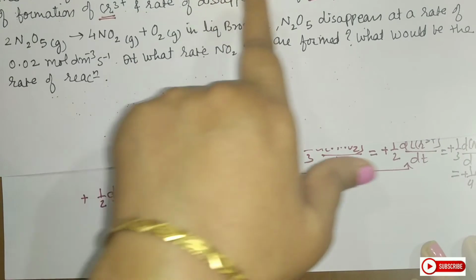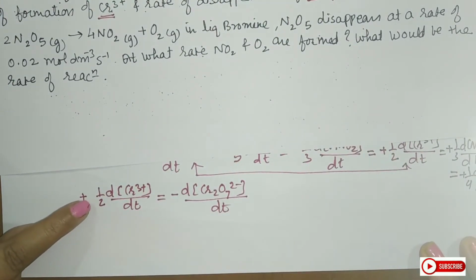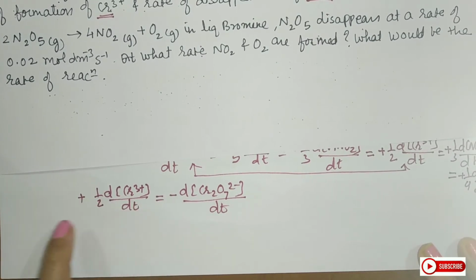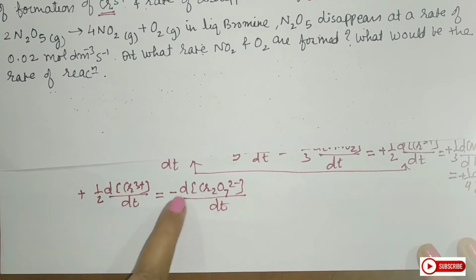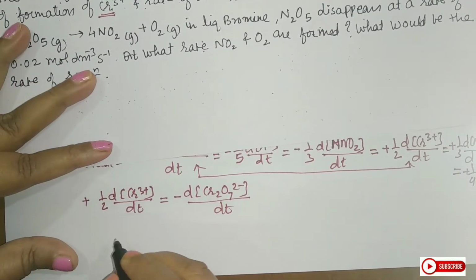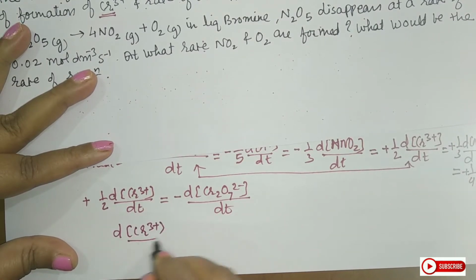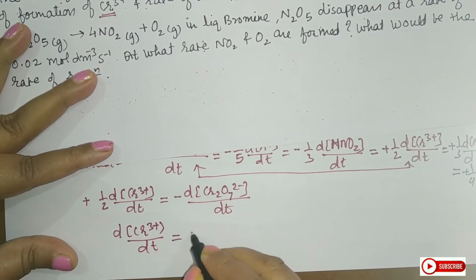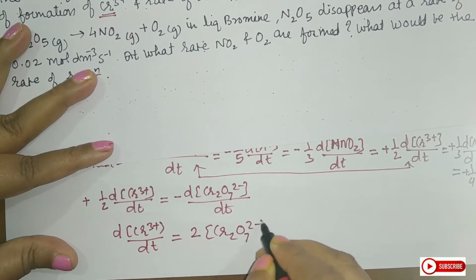Chromium ion concentration is given in the problem. So I will just rearrange this. For that I have to take this particular term from here to this side. So when I will shift this from this to this, it will become 1 upon 2 will become 2 here. So what will be the concentration, student? d Cr3 plus by dt is equal to 2 times the concentration of dichromate ion.